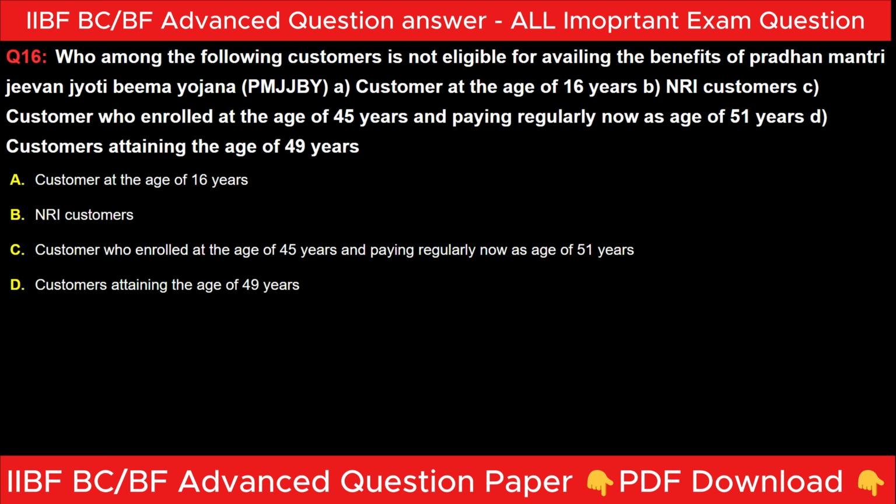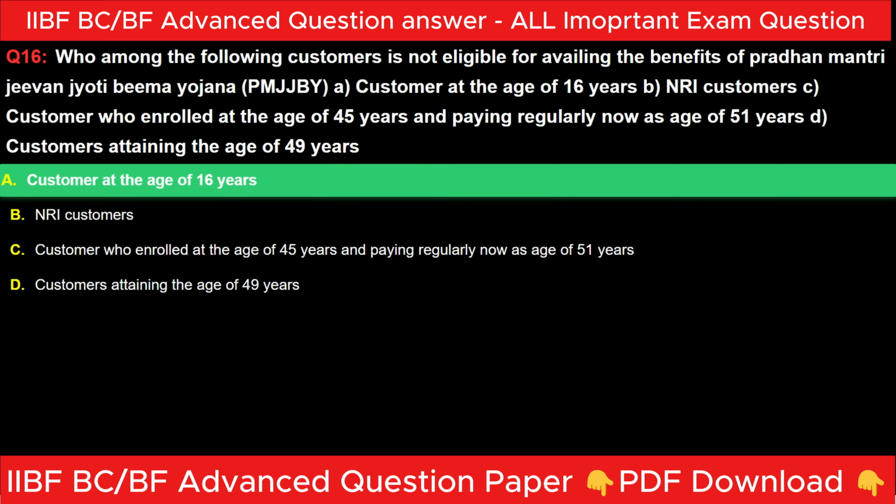Who among the following customers is not eligible for availing the benefits of Pradhan Mantri Jeevan Jyoti Bima Yojana, PMJJBY? A. Customer at the age of 16 years. B. NRI customers. C. Customer who enrolled at the age of 45 years and paying regularly now at age of 51 years. D. Customers attaining the age of 49 years. Customer at the age of 16 years.